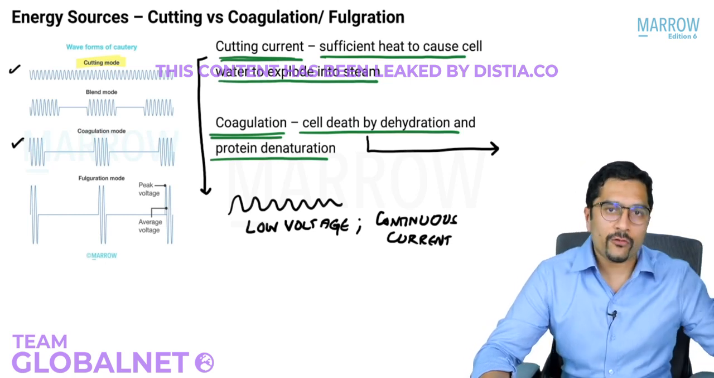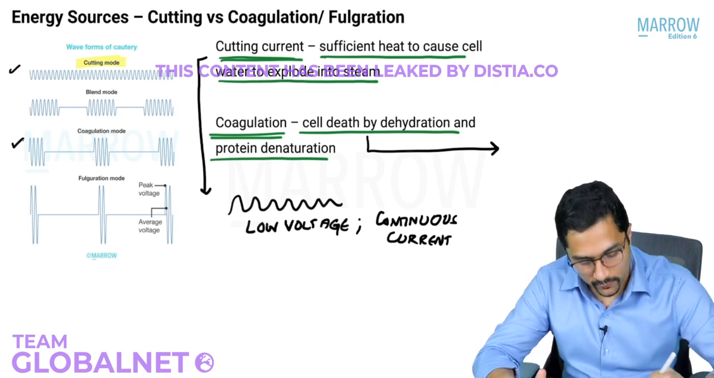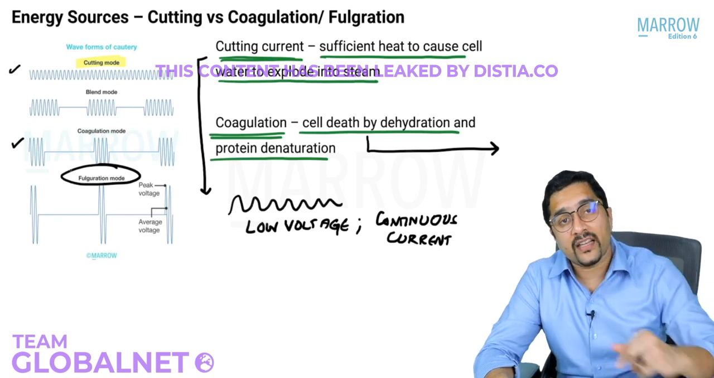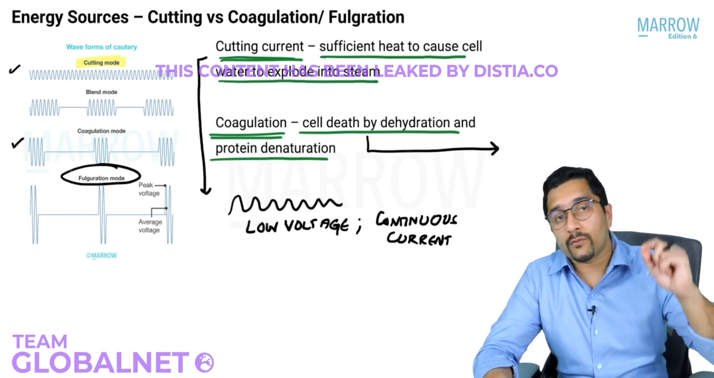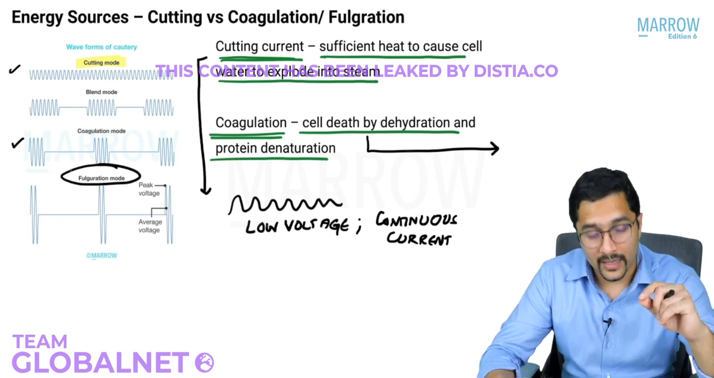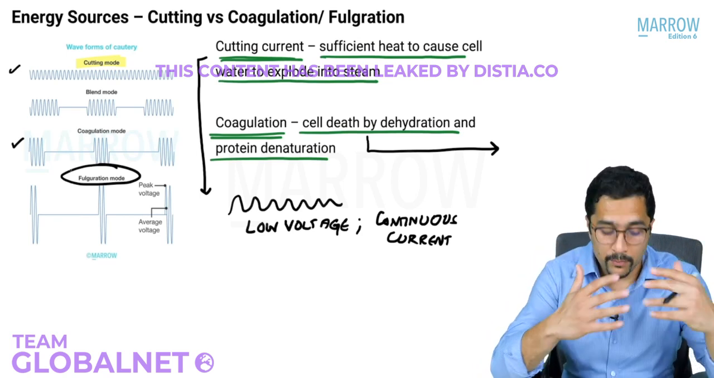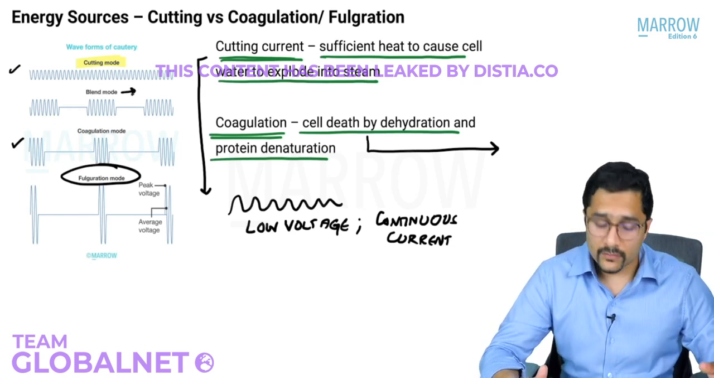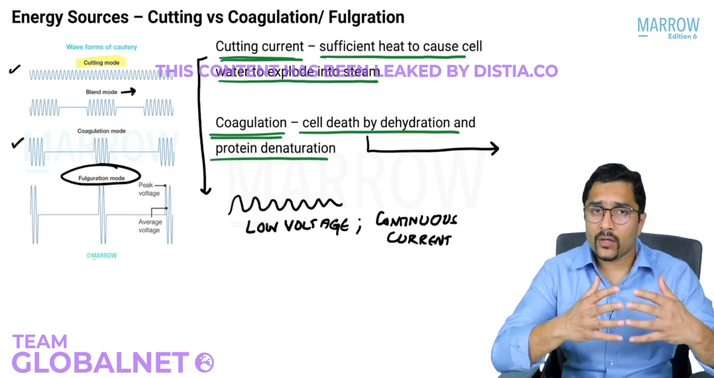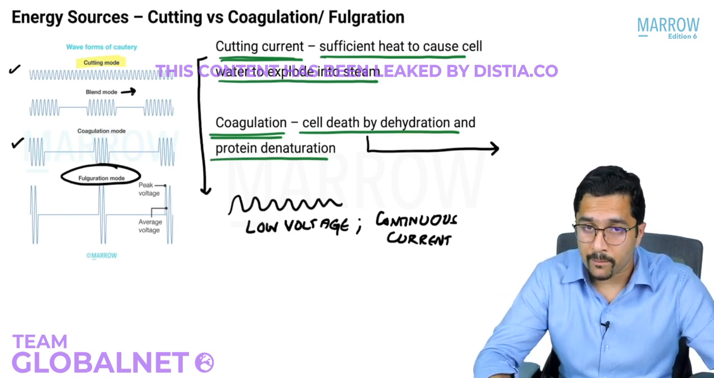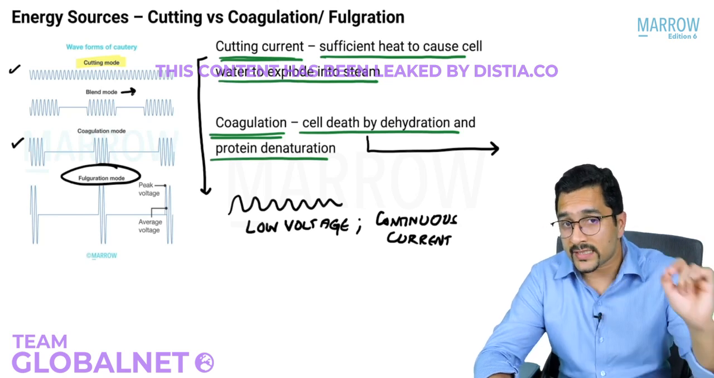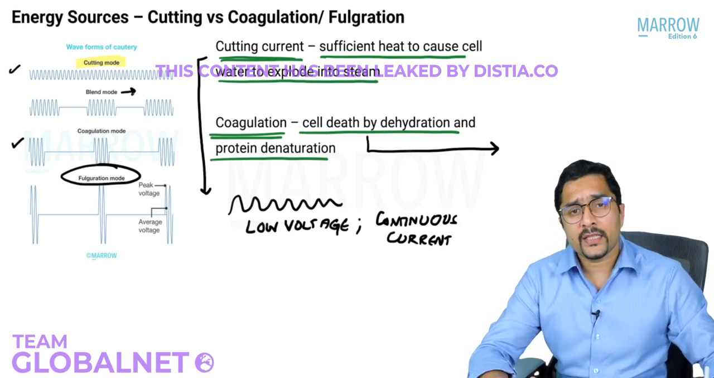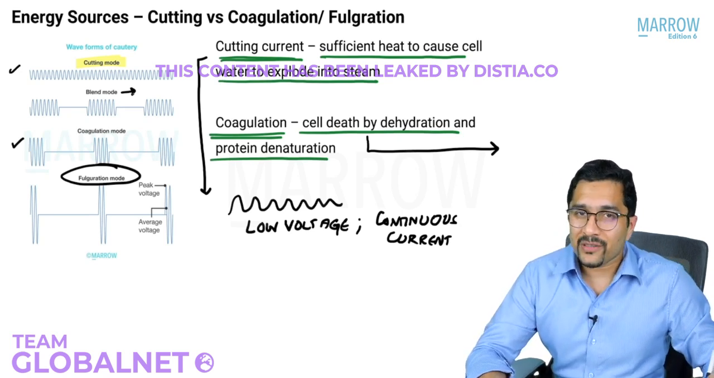Another type of coagulation, so one more type of coagulation is called fulguration. And in fulguration mode, you can see that the voltage is even higher than coagulation. And you can even have a blend mode. Blend mode means it is a combination of cutting plus coagulation. So in this waveform, there is cutting also and coagulation also which is happening. But if you have to use it on the skin, you will use the cutting mode.